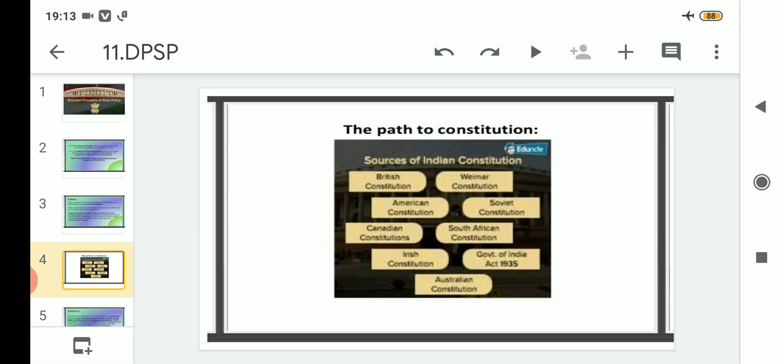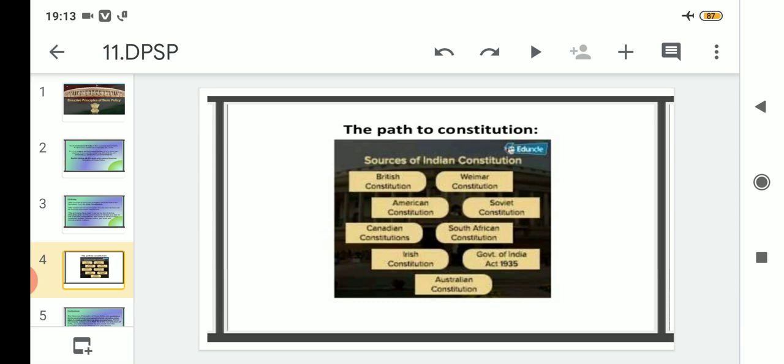Then it was also inspired by the Government of India Act 1935. Then some of our framers who were actually involved in the framing of the Constitution were inspired by all these constitutions that were already made in different parts of the world, and after getting inspiration from all this, they borrowed some of the good things from all these constitutions.